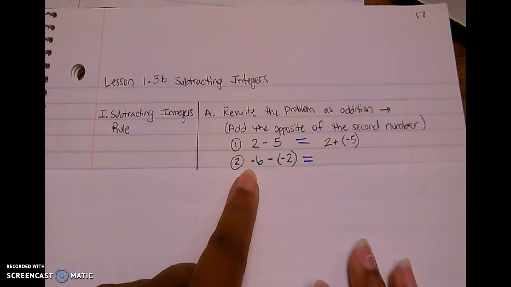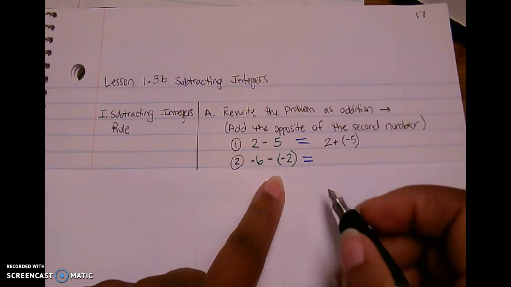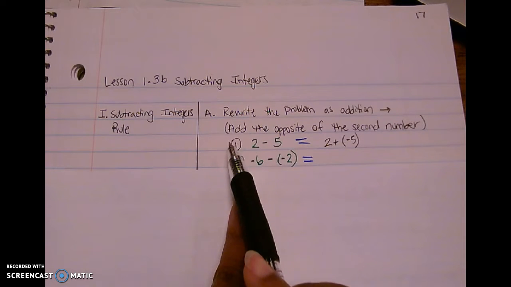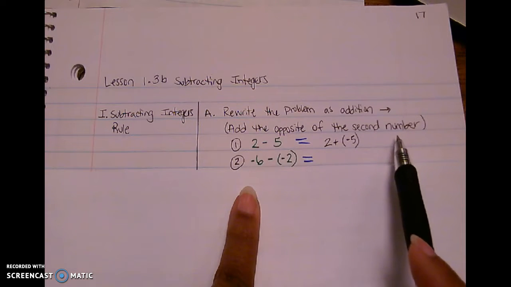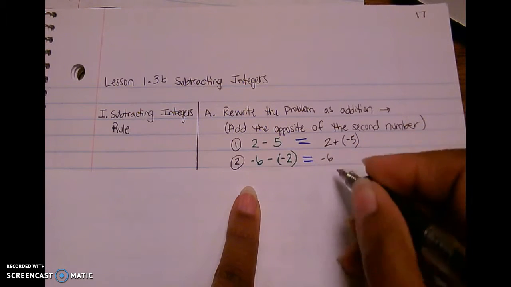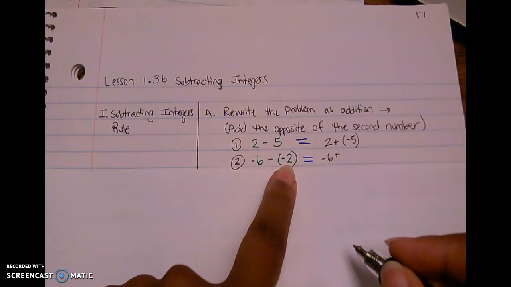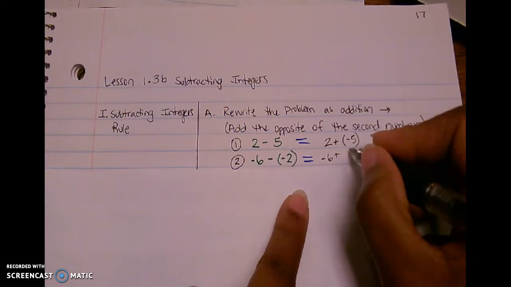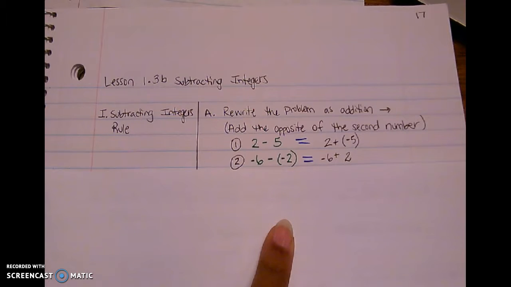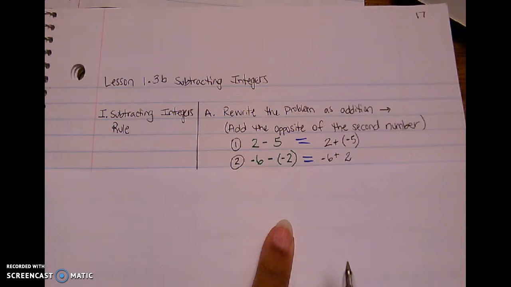With this problem, we have negative 6 minus negative 2. If I rewrite using this rule, add the opposite of the second number, then I'm going to write this as negative 6, which is my starting number, plus, what's the opposite of negative 2? Positive 2. So, this is what it will look like as an addition problem.